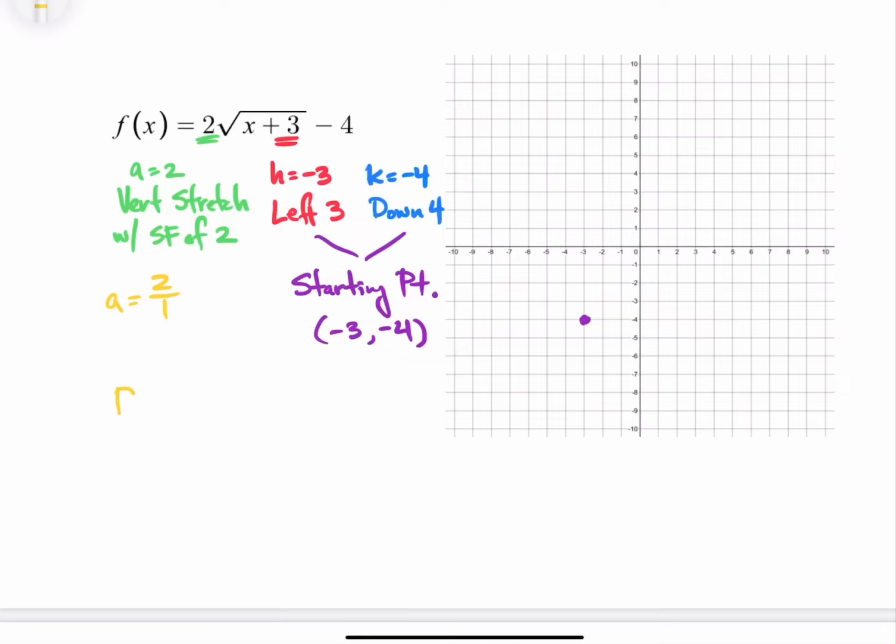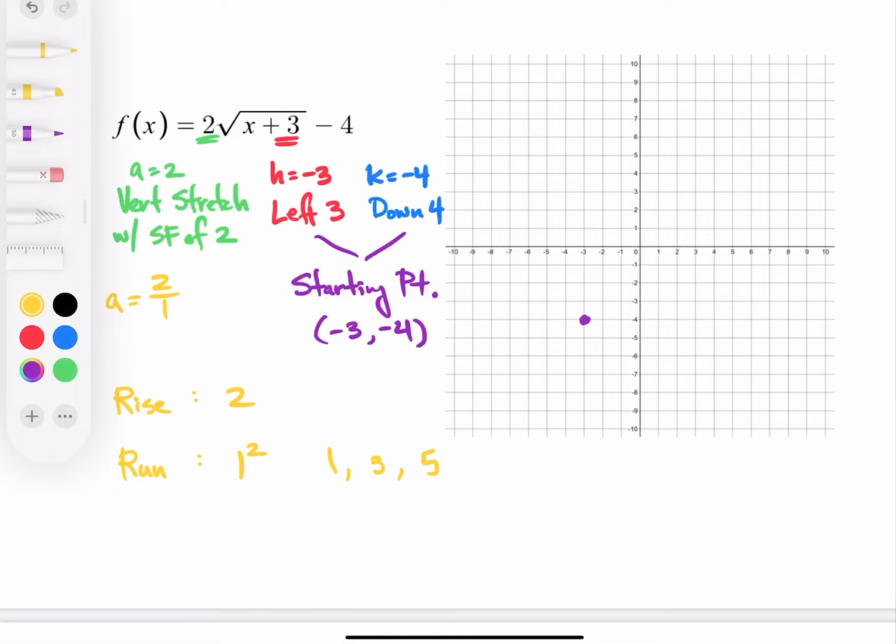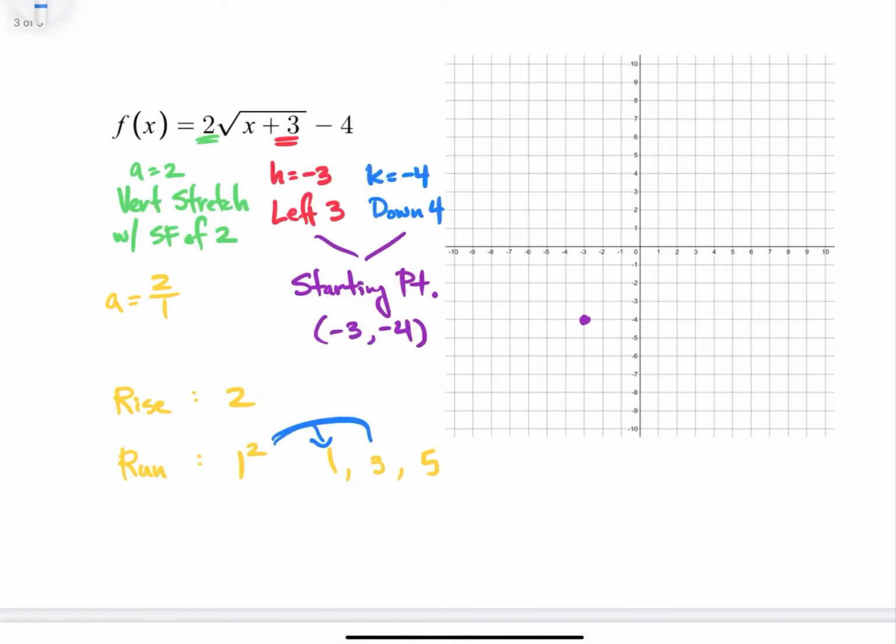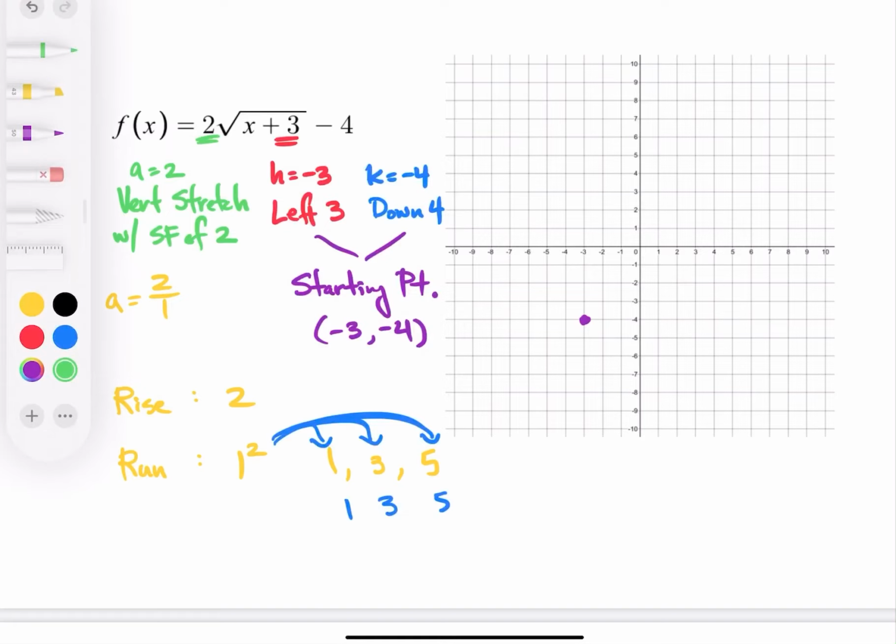So again, the rise is our numerator, which in this case is 2. Our run is our denominator squared. Our denominator is 1. We're going to square it, and we're going to multiply it with our 135 trick. Now, just like before, 1 squared is 1. And if I distribute it with our 135, that's still 135. So let's go ahead and graph our additional points.